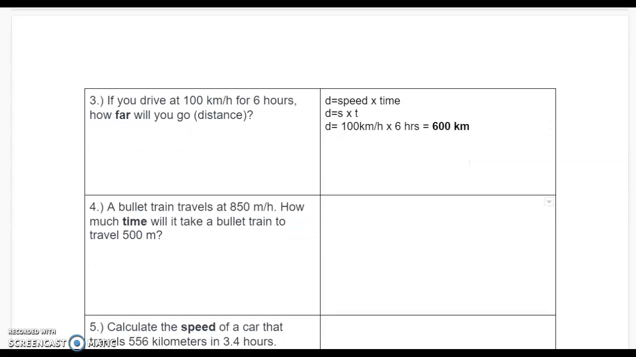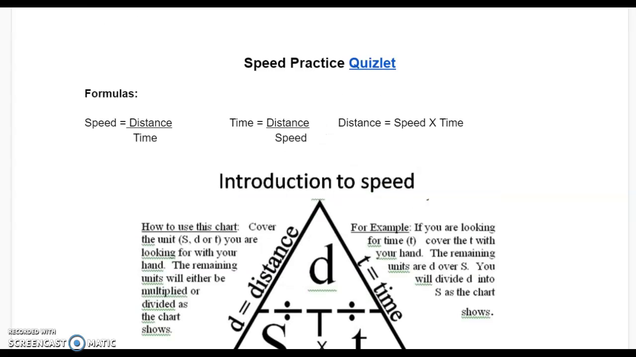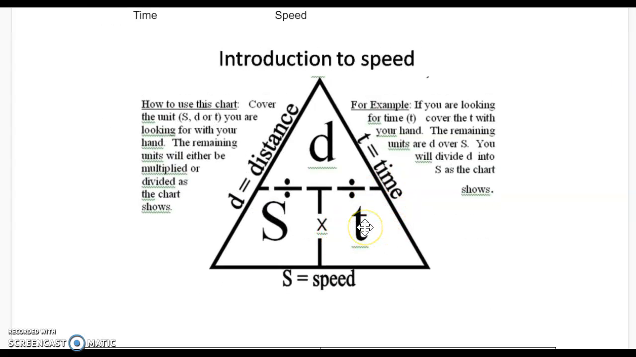Number 4 asks us for time. So we have a bullet train traveling at 850 miles per hour, and we want to know how much time it will take to travel 500 meters. So we have T equals, and again, we can go back up, cover T, and realize that it is distance divided by speed.